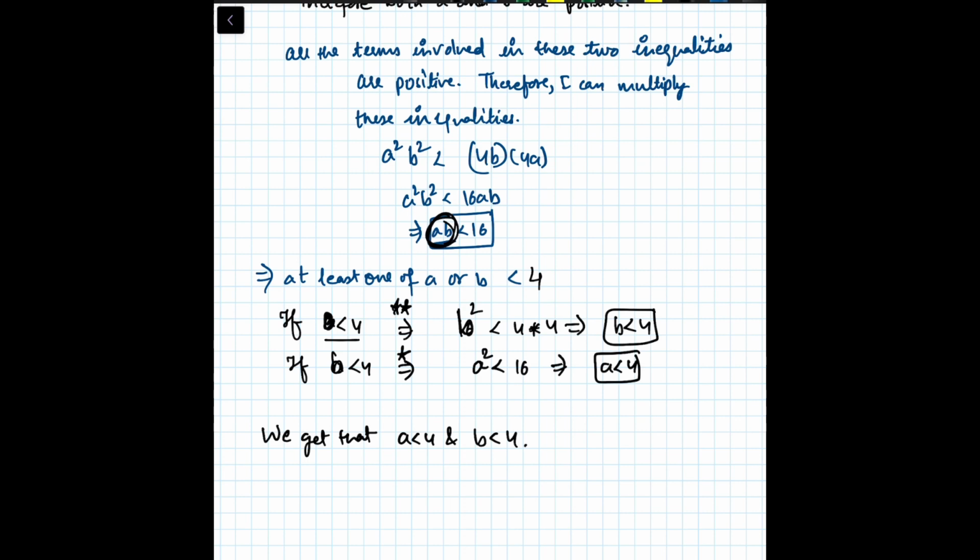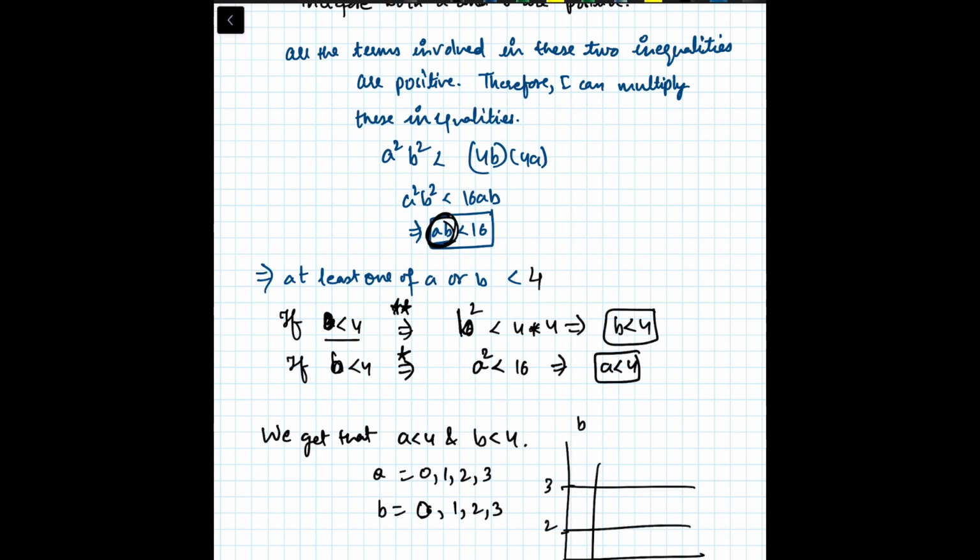So that means what are the choices we have? For a we have 0, 1, 2, 3, and for b we have 0, 1, 2, 3. But we have to see further. So this is my a, this is my b. So this is 0, 1, 2, 3, 1, 2, 3. The possible points are these. Let me make a different color. So 0, 0, then you have 0, 1, 0, 2, 0, 3. Similarly, you have this. These are the possible points.